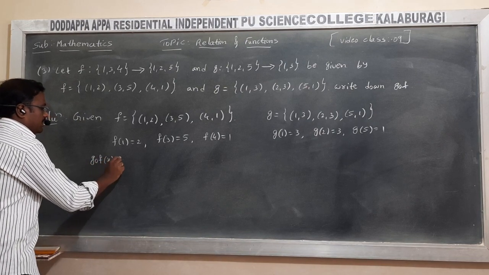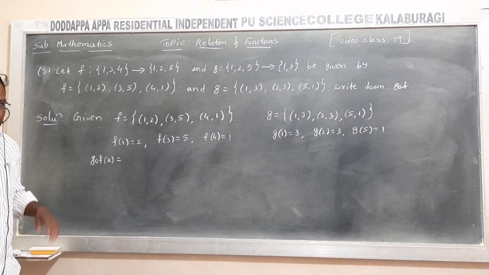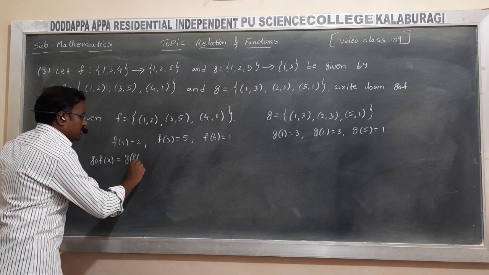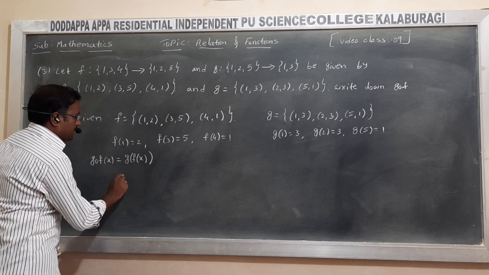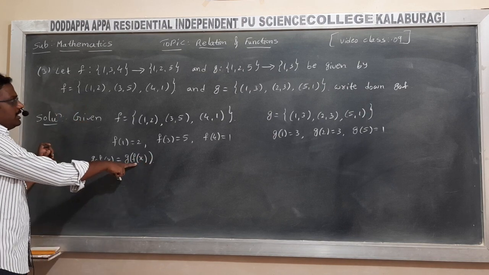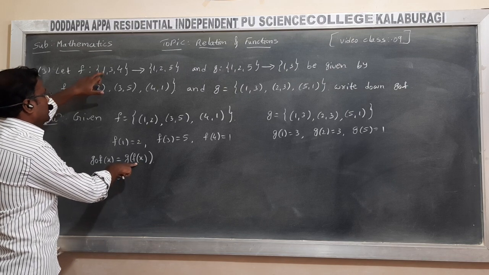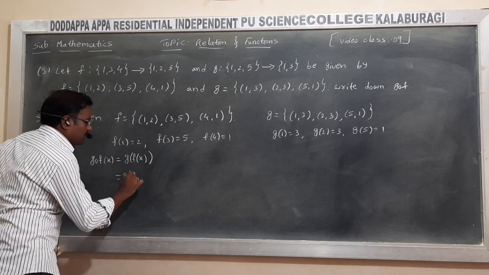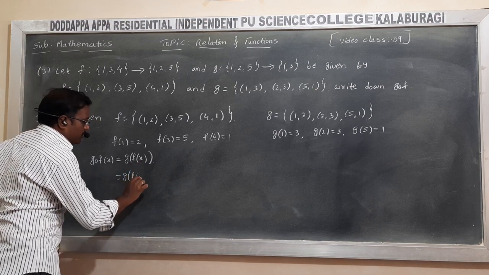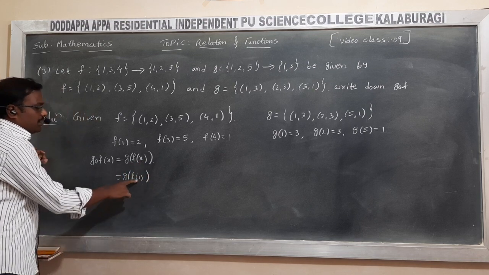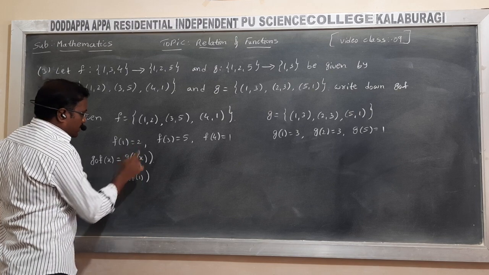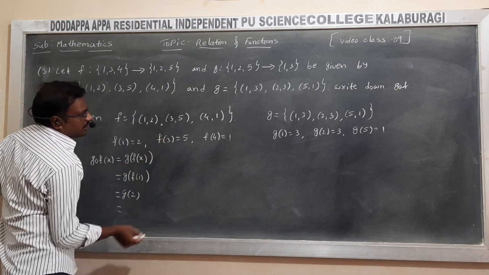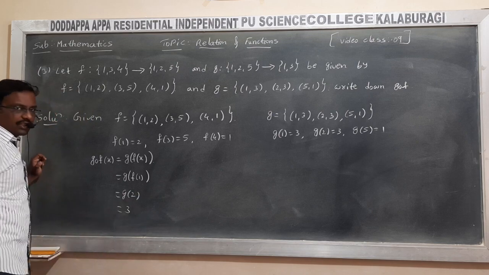Here consider as x. G naught of f of x. So this can be written g of f of x. So first function what is there? F. So you can substitute 1, 3, 4. So g of f of, in place of x if we substitute 1, we get f of 1. F of 1 value is 2. That is 2. G of 2 value is 3. Okay.